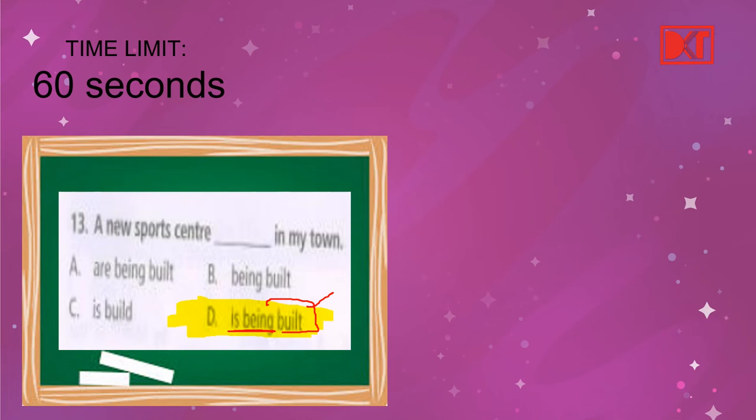Other options, A, are being built. Are is incorrect because a new sports center is singular, and are is used for plural. B, being built, there is no auxiliary verb here, so it is incorrect. C, is built, here is is correct, but built is not the correct past participle. All right.